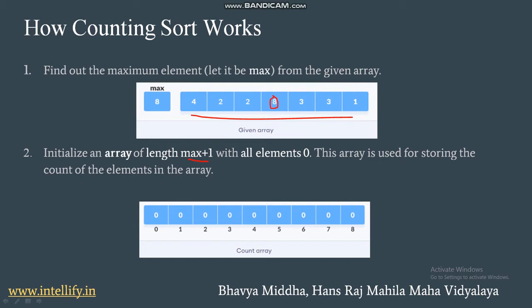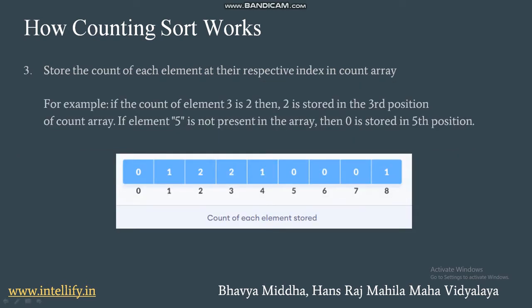So we initialize an array with 8 plus 1, that is 9 elements, with all elements as 0. So here we have 9 elements. The index positions range from 0 to 8 and all the elements are initialized as 0. This array is used for storing the count of elements in the array. We store the count of each element at their respective index in the count array.